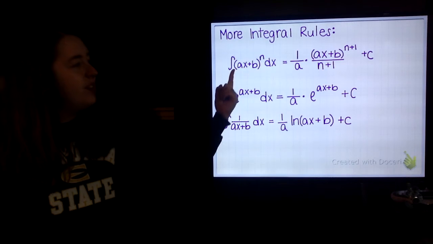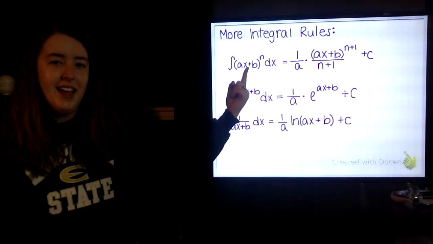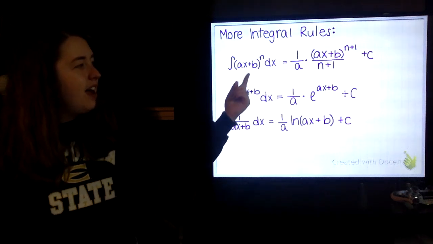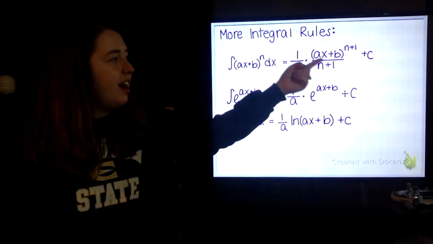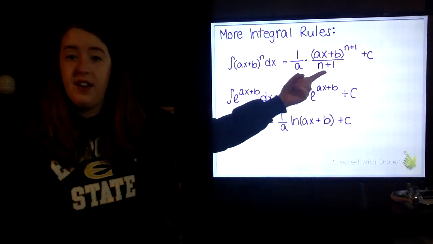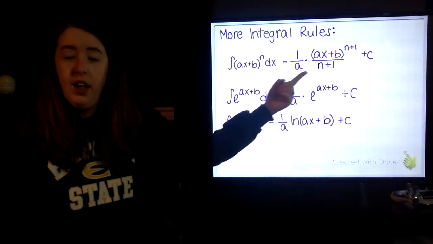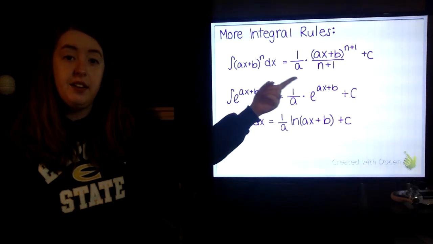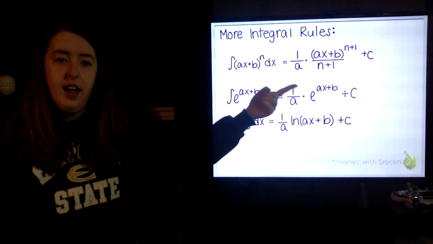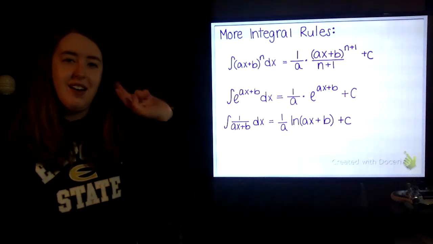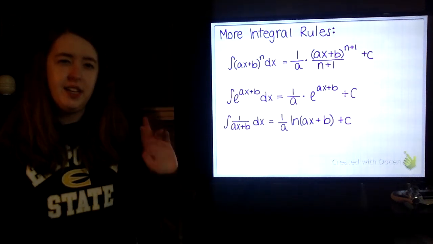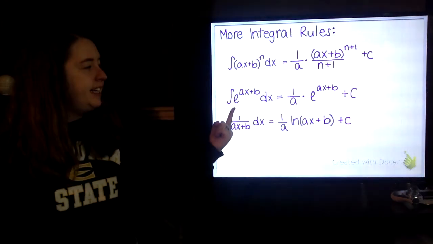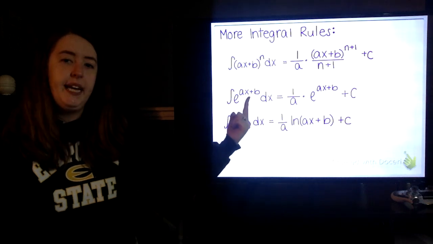If we have something linear in here, so (ax plus b) to the n power dx, I add 1 to the power and divide by the new power just like I did before, but then I'm also going to multiply by 1 over a, right here. So instead of multiplying by the derivative, I'm dividing by the derivative to undo that chain rule. It's kind of like an opposite chain rule. Same idea over here on e to the (ax plus b).